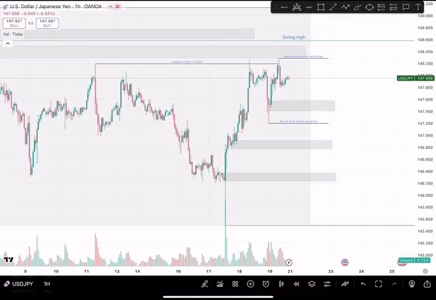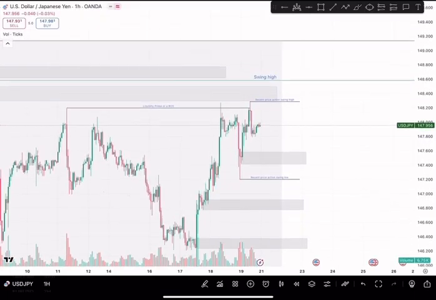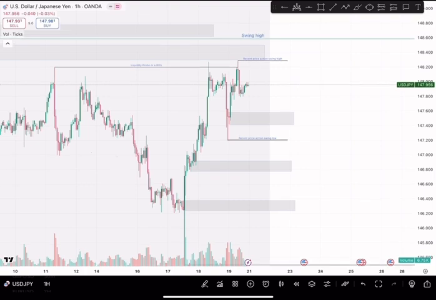On the 1 hour is where I would normally refine my demand areas. So you can see in these areas now it is more refined. So this is a demand area and this is a demand area as well. That also is a demand area.